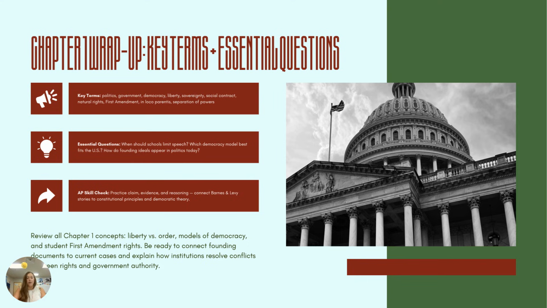And then finally, on the back page of your notes, you have a few final essential questions to think about. I want you to think about, from a student perspective, when do you think schools should be able to limit speech and why? We already talked about which model of democracy best describes the US today. This one says use evidence. I'm going to talk about how I want you to do that in a second. And then the final question is, how do some of these founding ideals show up in some modern conflicts over rights and order? Can you think of more modern examples?